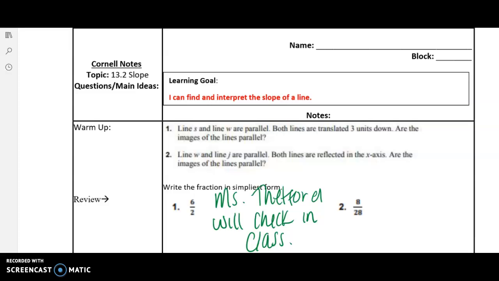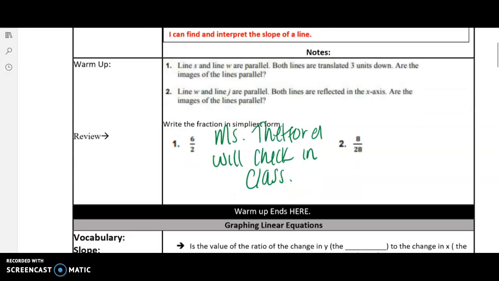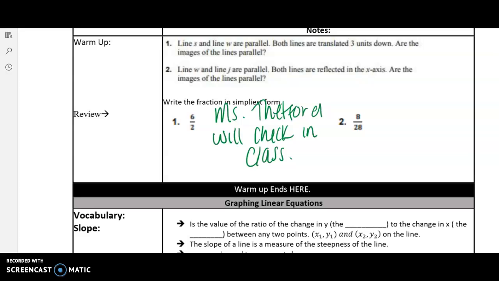Today we're going to start 13.2, which is slope. And so our learning goal is that I can find and interpret the slope of a line. So I'm going to check your warm-up in class the next time that I have you.